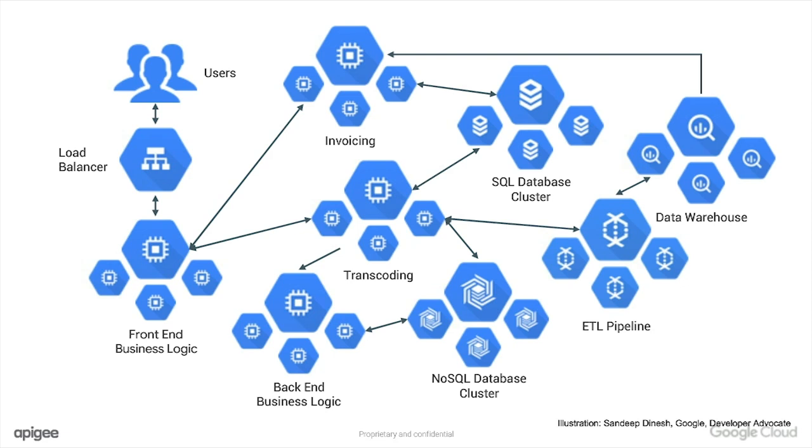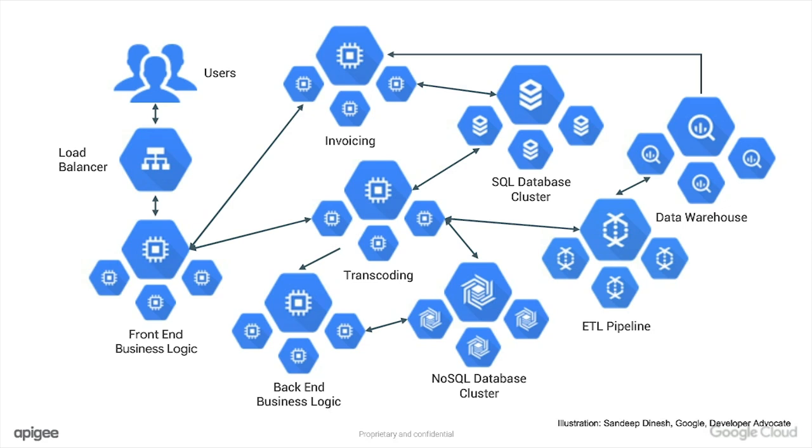So microservices started to decompose this monolithic application into independent functional units, so that development teams could operate on those functional services independent of each other. In this example, that monolithic application was split into an invoicing microservice, a front-end microservice, a NoSQL DB cluster, and so on. And so if I were making changes to the invoicing application, I didn't have to involve the front-end team. I could make those changes and iterate much faster without involving other teams.